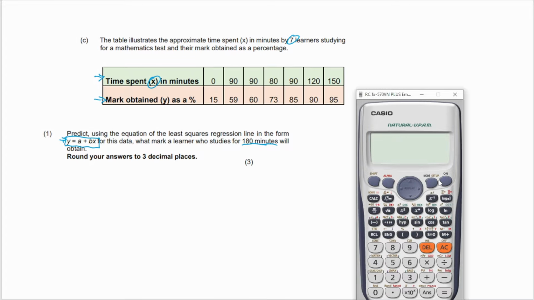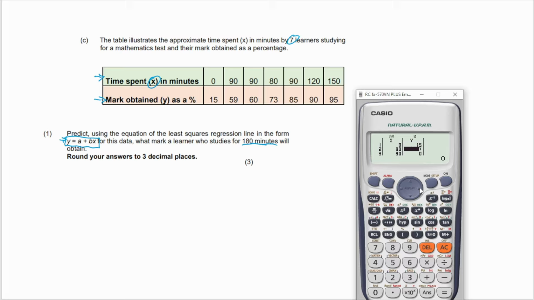Okay, here we go. So you go Mode 3, number 2, which is A plus Bx, exactly what we have over here, and it allows for an x and a y. So we get 0, 90, 90, 80, 90, 120, 150. Just make sure that that is 7, because there were 7 learners. Then you can go back to the top.